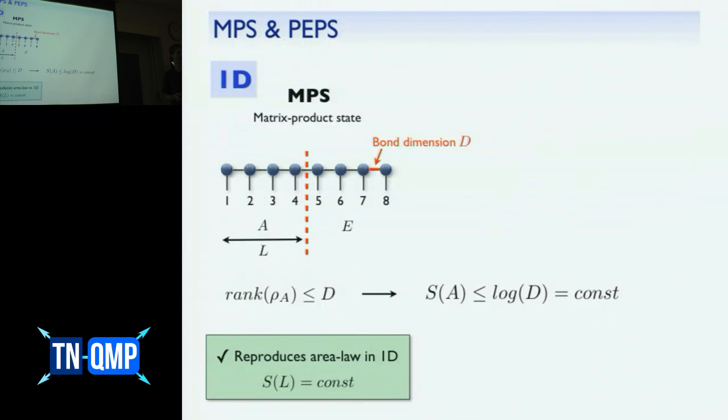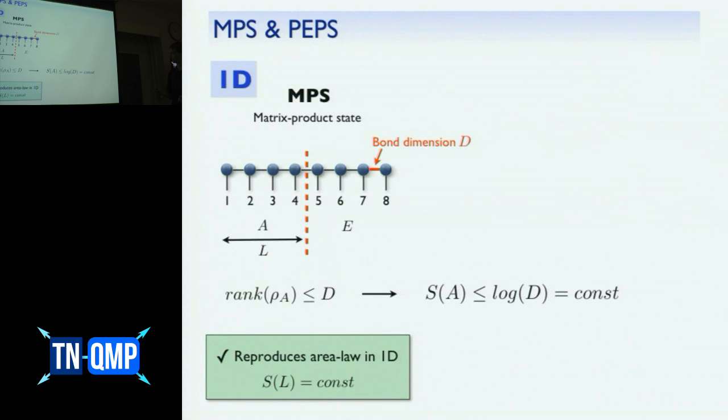That's the maximal entanglement entropy you can obtain if you just have d eigenvalues here, and if they're all equal, then you get this maximally entangled state. Okay, but now this is a scaling depending on d, but not on l, so that's a constant in l, right? So it does not depend on l. So that's exactly the area law in one dimension.